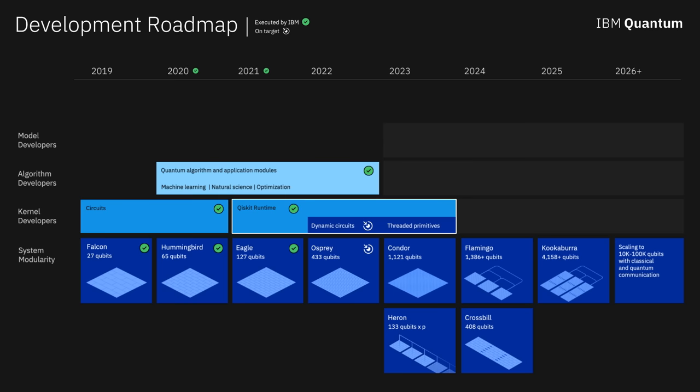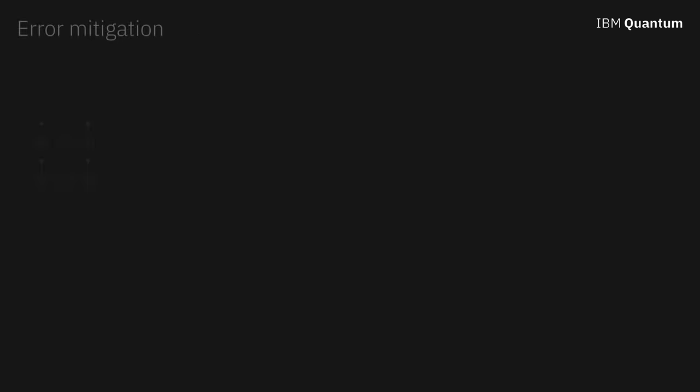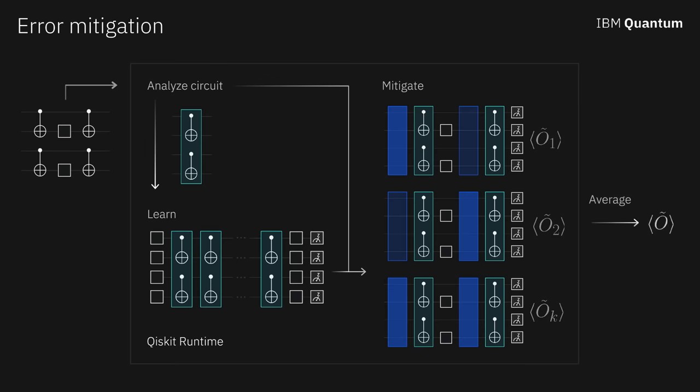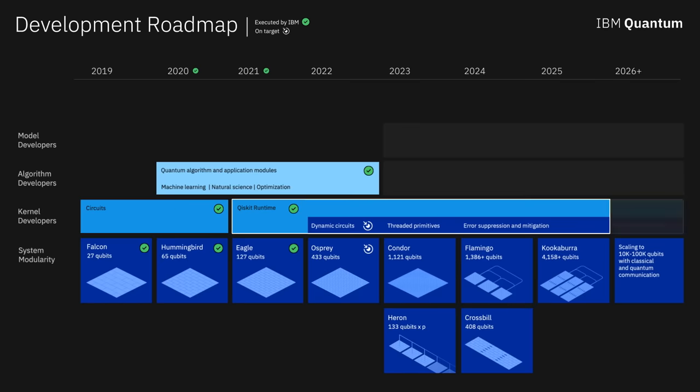Next, we'll enhance primitive performance at the service level with low-level compilation and post-processing methods. For instance, we will introduce error suppression tools such as dynamical decoupling to reduce crosstalk and extend coherence in circuit execution. We will add error mitigation techniques to deal with imperfections in measurements and gates. As an example, probabilistic error cancellation yields a provably accurate quasi-probability distribution at the cost of exponential runtime. Despite that cost, with sufficiently low noise, this can still beat classical methods. Of course, we are still actively pursuing quantum error correction, which would eventually appear at this layer too.